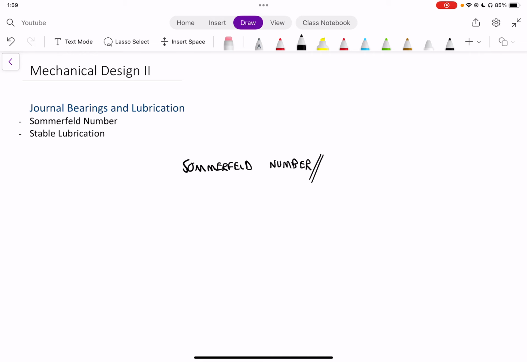We remember that in the last video we had Petrov's equation, and we had written it with two different dimensionless numbers, which essentially defined Petrov's equation, because the other term was 2 pi squared. The nice thing was that they were dimensionless, and they basically determine the performance of your bearing, or the amount of friction that comes out of your bearing.